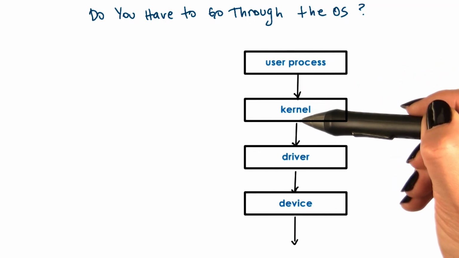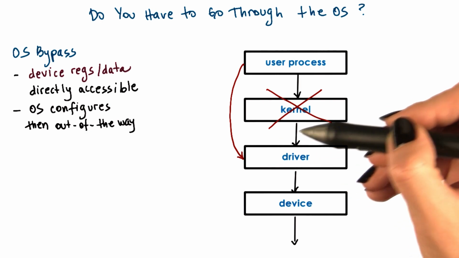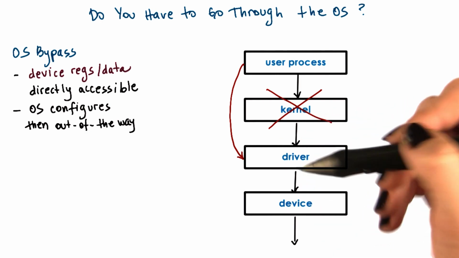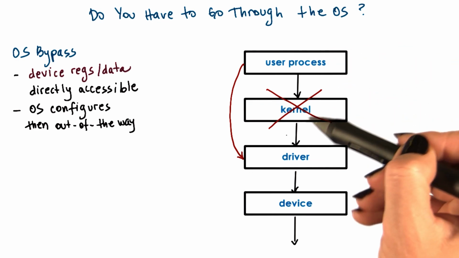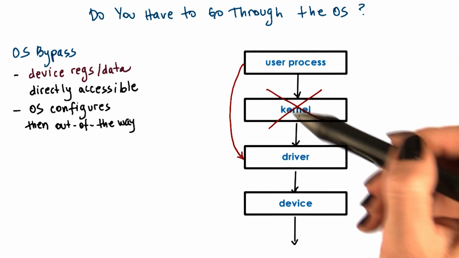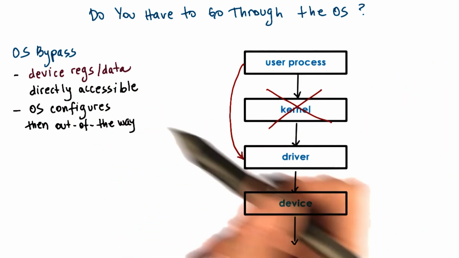It is not actually necessary to go through the kernel to get to a device. For some devices, it is possible to configure them to be directly accessed from user level. This method is called operating system bypass. We're bypassing the operating system and from user level directly accessing the device.